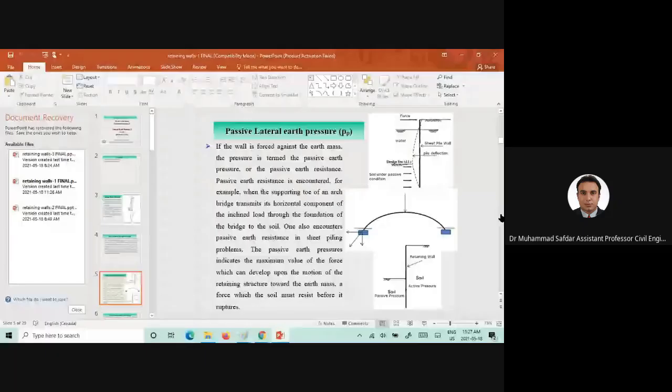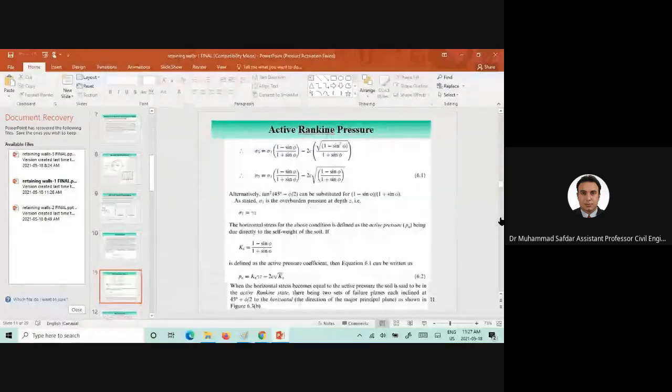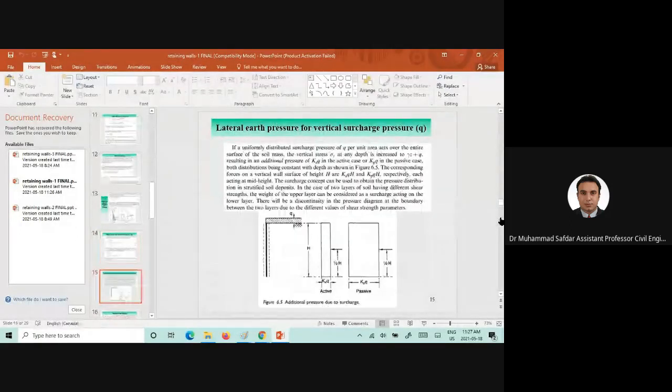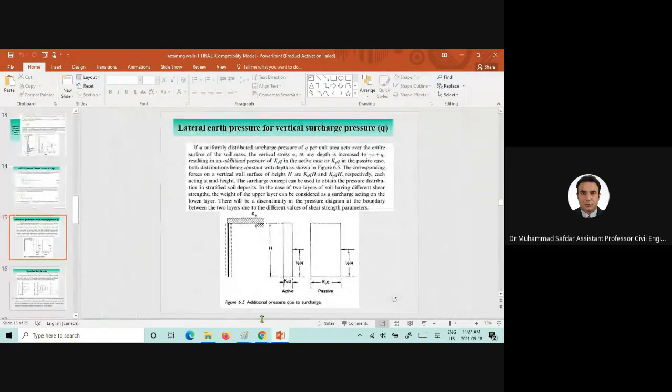So if you remember here, if we want to find out the forces, we can use this equation, which is Ka, the lateral earth pressure coefficient, Q, the surcharge pressure, and H, the height of the retaining wall. So using these equations, we can find out the horizontal force which is exerted by the surcharge pressure.